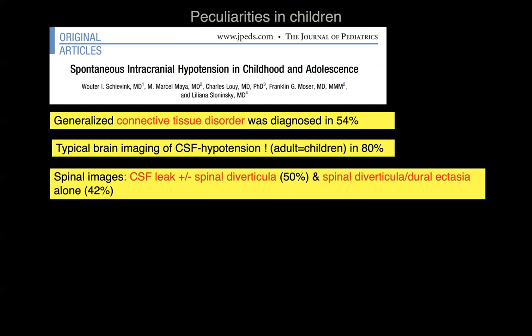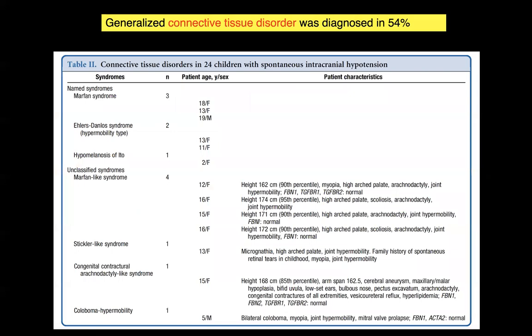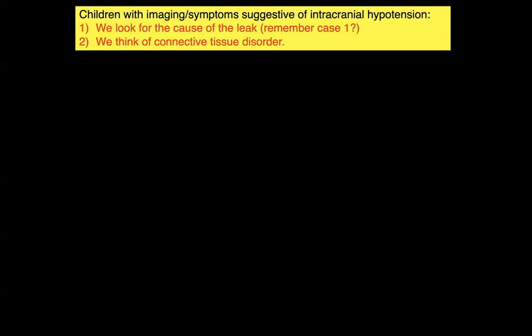So we have spinal diverticula or dural ectasia in a lot of these patients, and these are magnetic resonance myelograms from this paper showing the different appearances of the spinal diverticula and dural ectasia that, as you can see, are multi-level. So it's very difficult using these images to say, this is the site of the leak, but for sure, this is an indication of weakness of the dura. And this is just to show you that some of the patients had Marfan, Ehlers-Danlos, hypomelanosis of Ito. Some have a Marfanoid kind of diagnosis, despite the genes being negative.